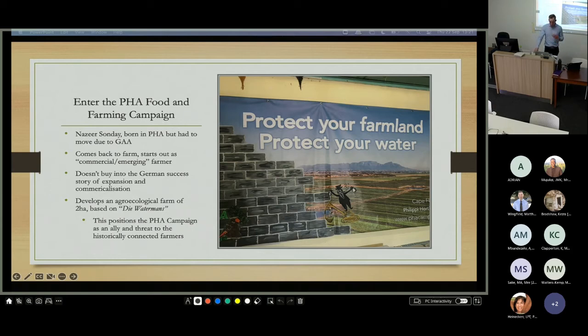So then he tries to develop a decolonial farming model in the PHA, where he bases it on the history of certain groups in the area that have been called the Watermans, who farmed and had a different way of living. And their relation to the land, and I don't want to over-romanticize this without evidence, he finds, and the PHA campaign finds, is more productive, more conducive to different livelihoods. So that's what he's trying to tap into there.